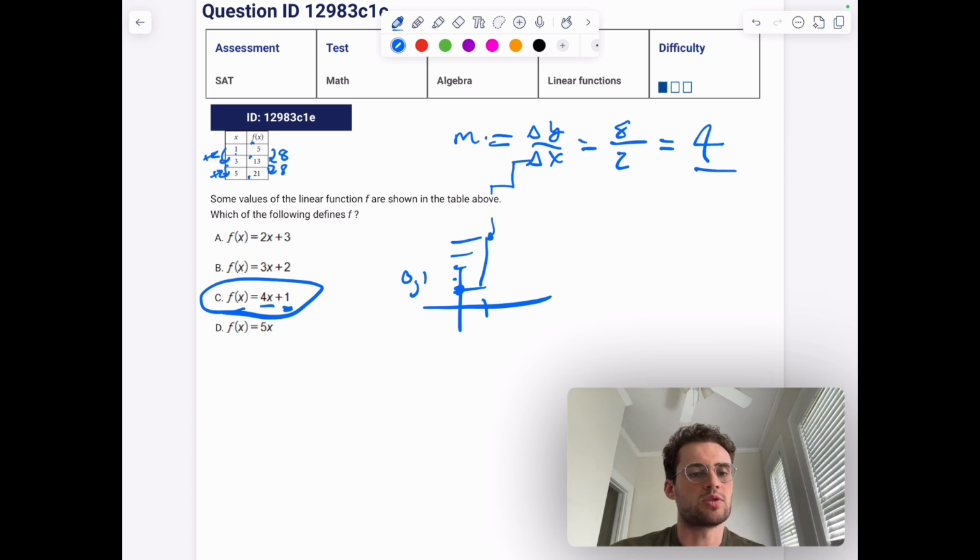And 4 times 1 plus 1, that is 5. 4 times 3 is 12, plus 1, that is 13. 4 times 5, that's 20, plus 1 is 21. So C works, A, B, and D will not.